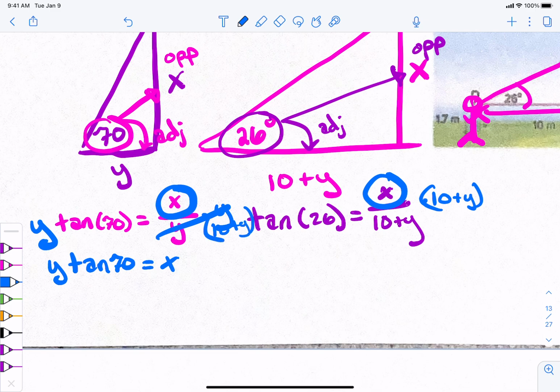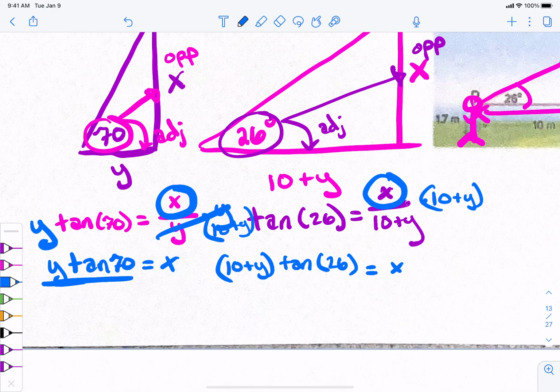So X over here is equal to 10 plus Y times tangent of 26. Right? We're just doing the same thing, just multiplying the bottoms over to the other side like we would normally, except we can't solve it because there's a Y involved. So X is equal to this, but X is also equal to this. So set those equal to each other. This guy will be equal to this guy. Do you see that?